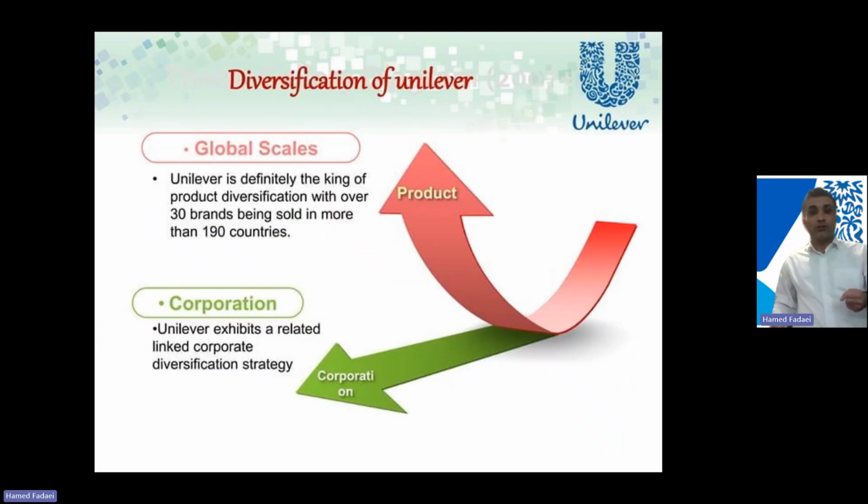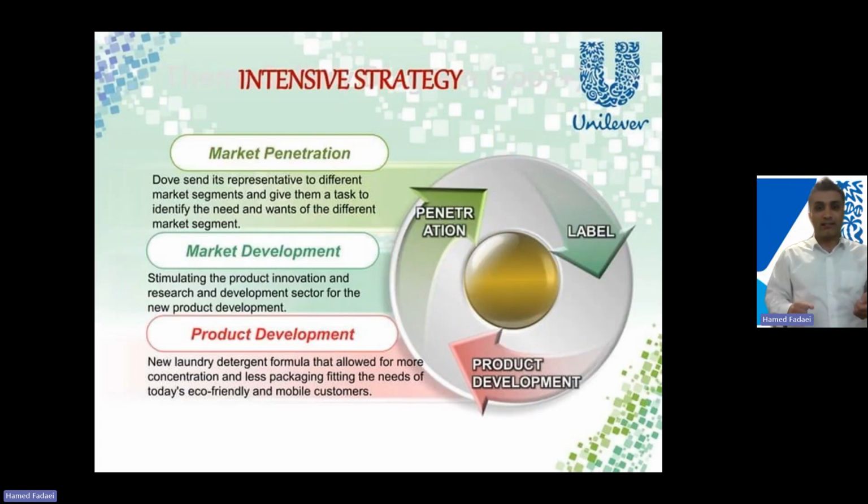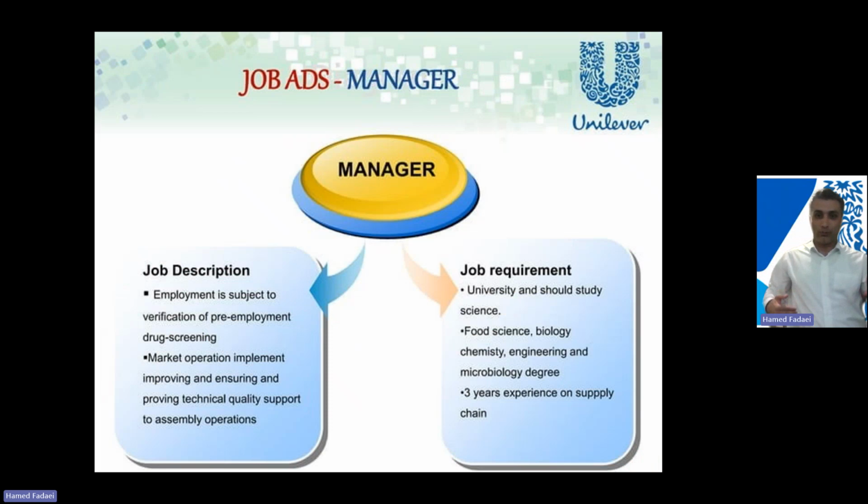And the diversification of Unilever is divided into 2 parts: product and corporate. Global scale: Unilever definitely has product diversification with over 30 brands, and they work in 190 countries. Corporate diversification exhibits a related-link strategy. I'm going to talk about the intensive strategy. They divide it into parts: market penetration, market development, and product development. Because of the limited time, I cannot go inside and talk about the details. And we are going to talk about HR.